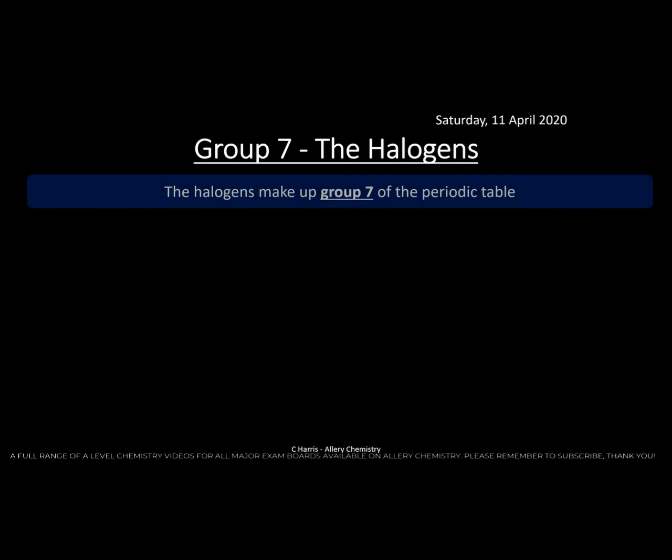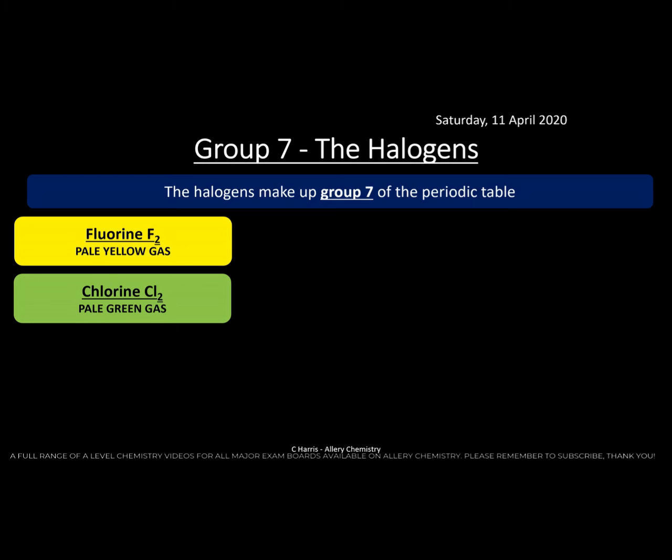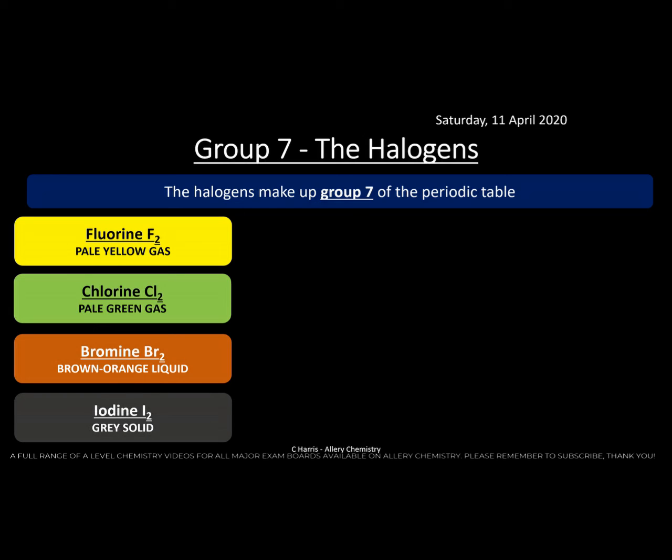Okay, so let's look at group 7s because they're part of the inorganic chemistry arena as well. So the halogens make up group 7 of the periodic table. If you look at the periodic table, group 7 is towards the right hand side. The first one's fluorine, and it's a pale yellow gas at room temperature. Chlorine is a pale green gas. Bromine is a browny orange liquid. It's one of the few elements that are liquids at room temperature. The only other one which is liquid at room temperature is mercury. So bromine's quite unique in that fact. And iodine is a grey solid.